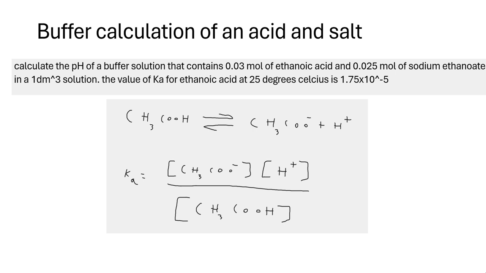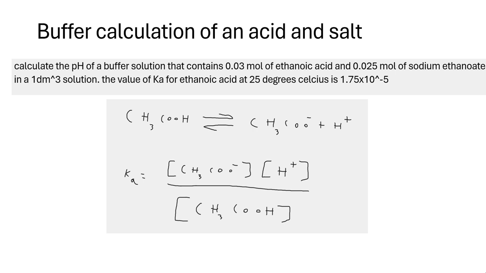You get three types here: two main types and a kind of addition. You get the buffer calculation of an acid and a salt, where you calculate the pH of a buffer solution that has the acid and the salt of the acid. Then you get the buffer calculation of an acid and a base. And then you also get the buffer calculations where you're adding an acid to an acidic buffer or a base to a basic buffer. So let's start with this one.